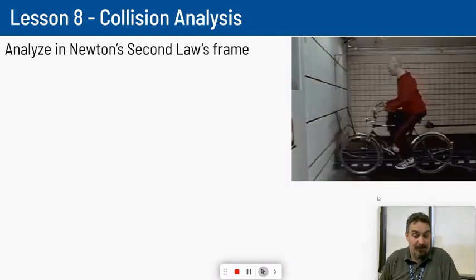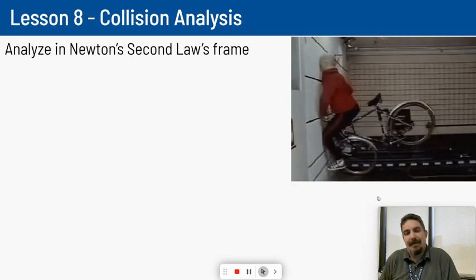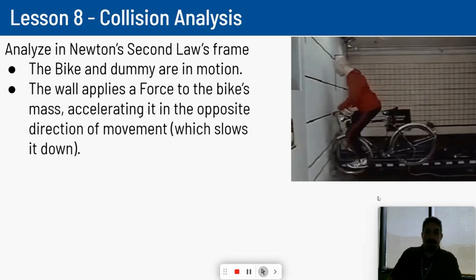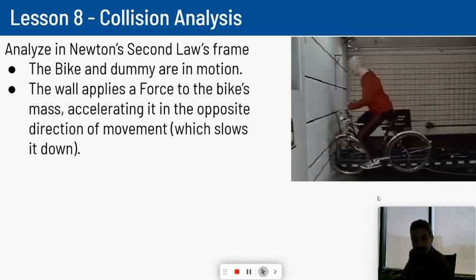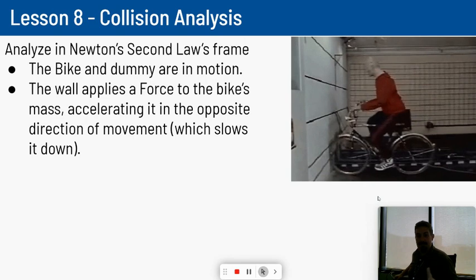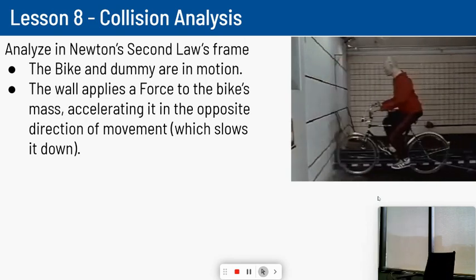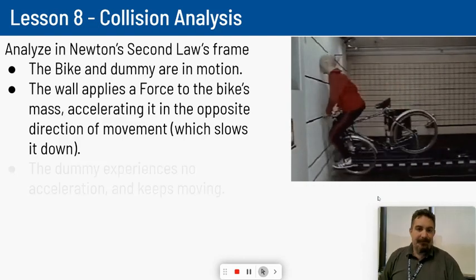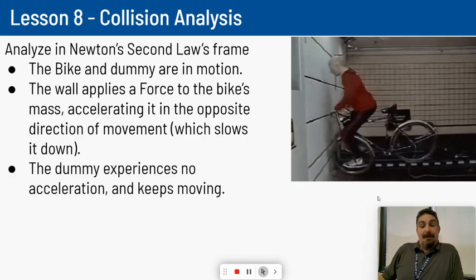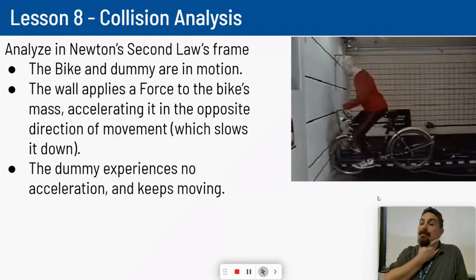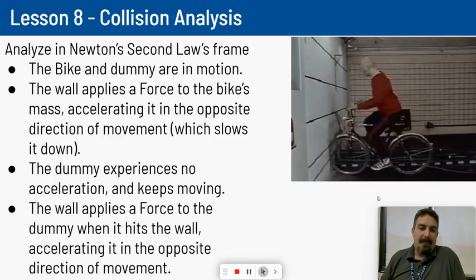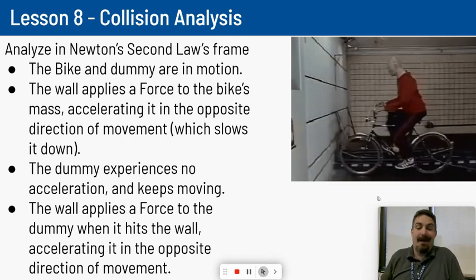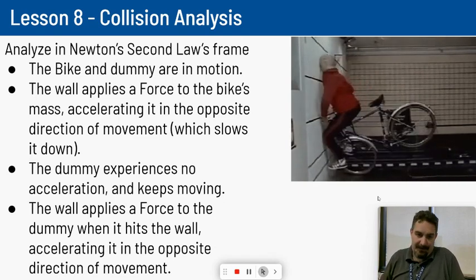Now we're going to look at it in Newton's second law. So from Newton's second law, we learned last lesson what's going on here. So the bike and dummy are in motion. The wall applies a force to the bike's mass, accelerating it in the opposite direction of movement, which slows it down. Now the dummy experiences no acceleration, right? Because there's no unbalanced force. It keeps moving. The wall applies a force to the dummy when it hits the wall, which accelerates it in the opposite direction of movement, which slows it down.